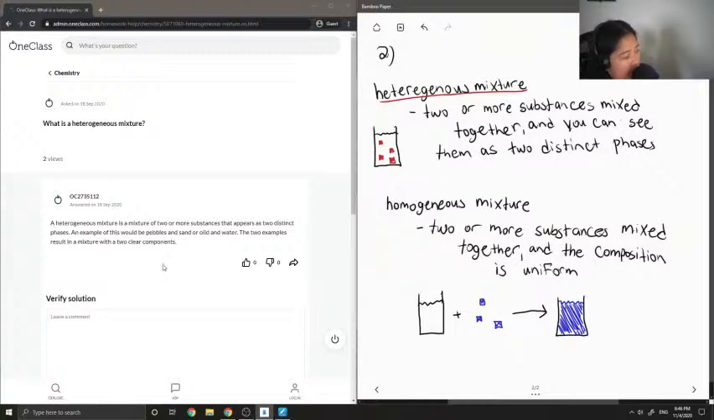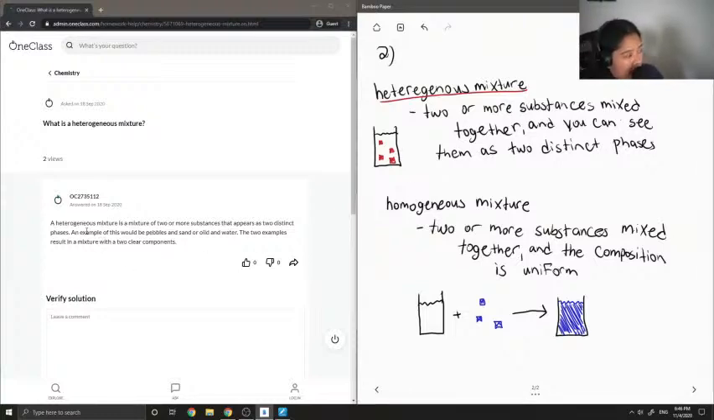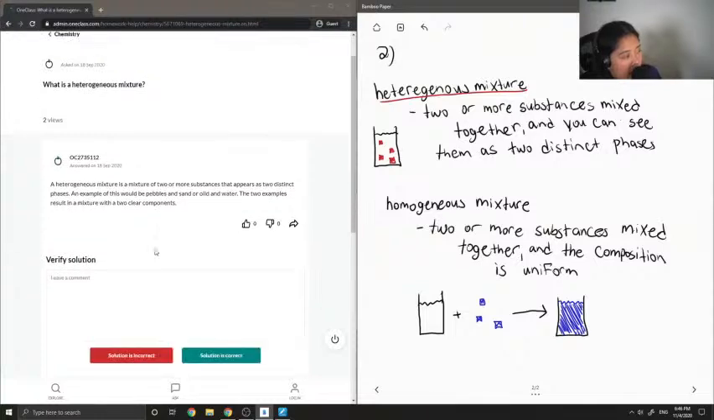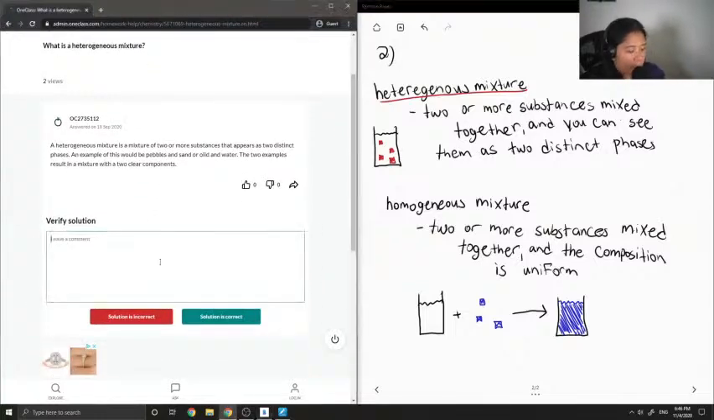So let's see the answer from our junior tutor. Heterogeneous mixture is a mixture of two or more substances that appear as two distinct phases. An example of this would be pebbles and sand, or oil and water. Two examples result in a mixture with two clear components. So this solution is correct.